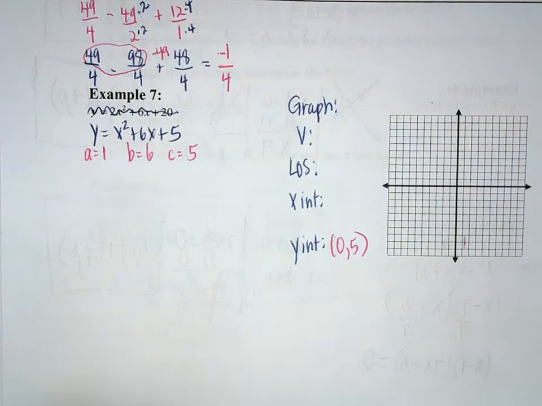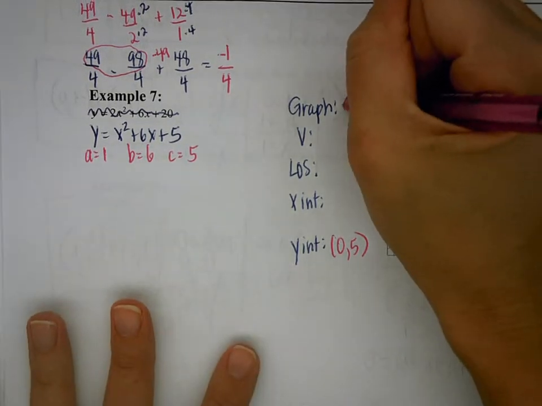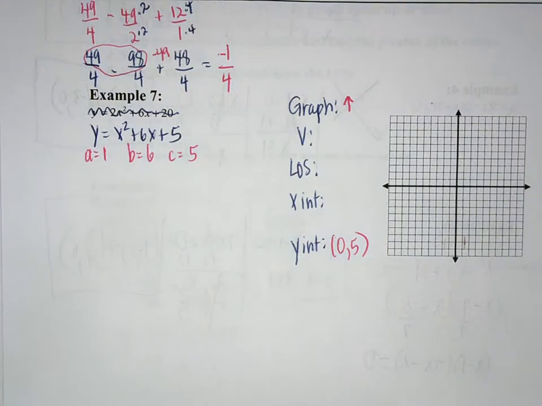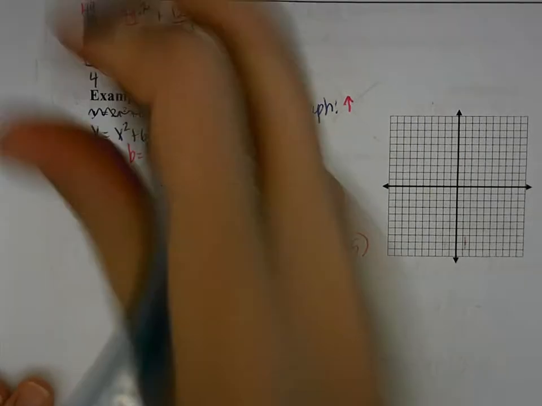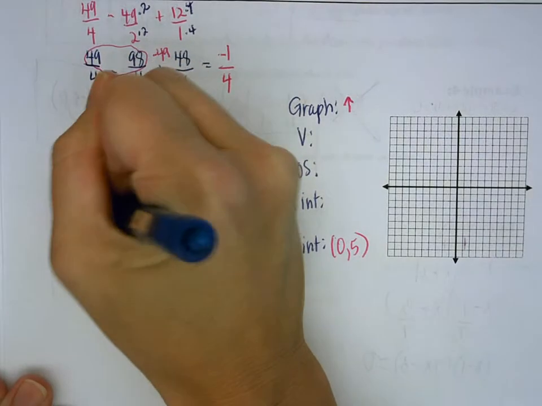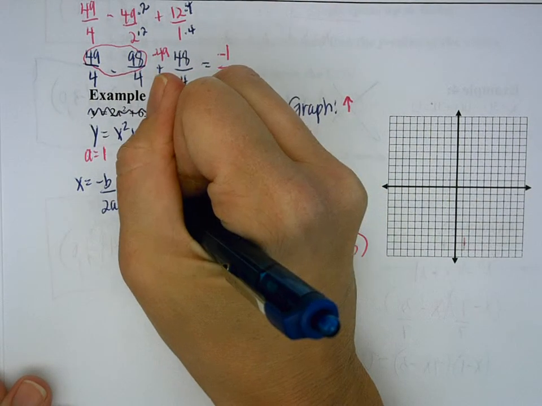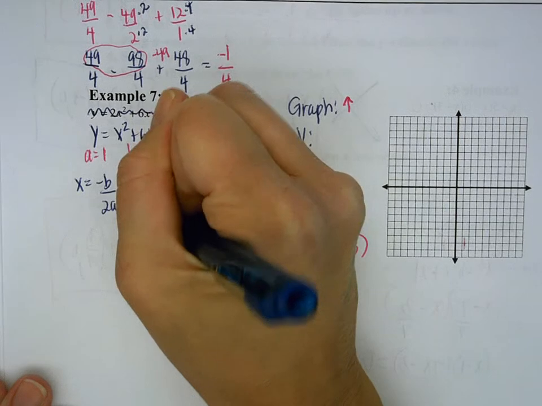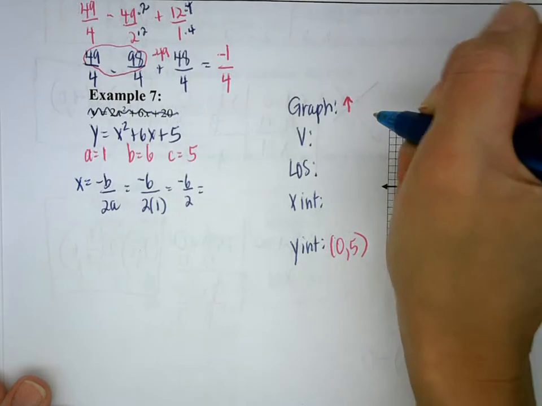Great. Which direction is my graph going to go? Very good. How did you know it's going up? Very good. Vertex. How do I find the x value of my vertex? Good. X equals negative b over 2a. What is my negative b value? Negative 6 over 2 times 1. Negative 6 over 2, which makes negative 3, and that makes us happy.